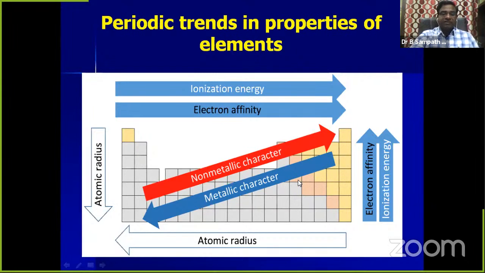Why does the reactivity of elements decrease and then increase across the periods, and in groups, for S block elements it increases from top to bottom and for P block elements it decreases from top to bottom?